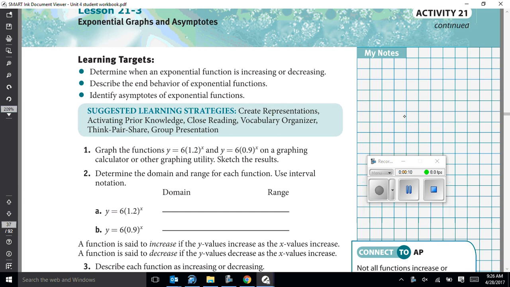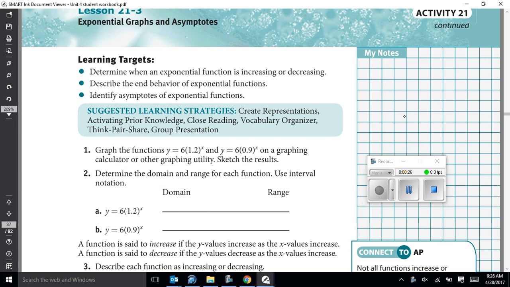Alright, so we are going to look at exponential graphs and asymptotes. Our learning targets today: determine when an exponential function is increasing or decreasing, describe the end behavior of exponential functions, and identify asymptotes of exponential functions.